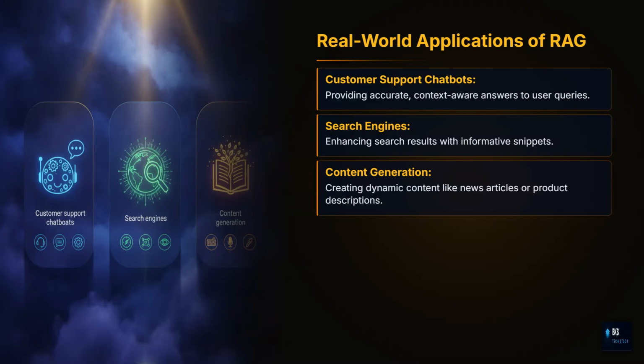So where is RAG used in the real world? It's incredibly versatile. Think about customer support chatbots. RAG makes them much more helpful by providing accurate, context-aware answers. Search engines can use RAG to understand queries better and deliver more informative snippets. It's also powerful for content generation, helping create things like news articles or detailed product descriptions.